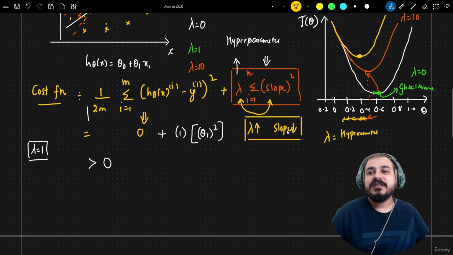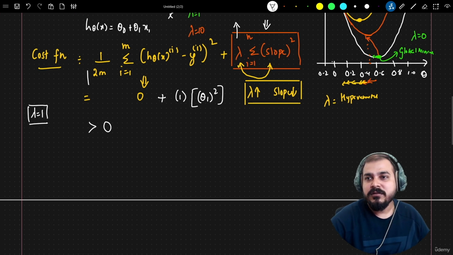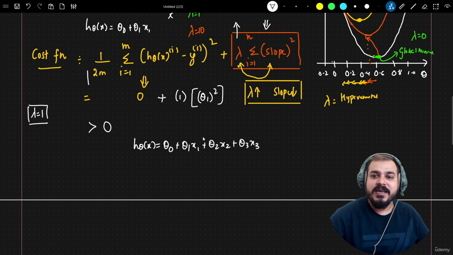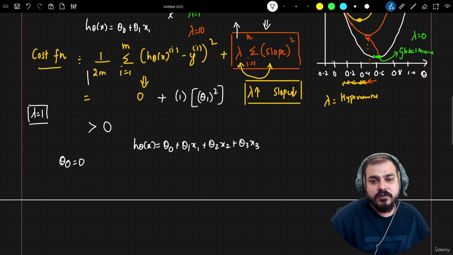But why are we trying to understand this particular relation? Let's say I have a multilinear regression, which is like this: theta 0 plus theta 1 x1 plus theta 2 x2 plus theta 3 x3. Let's say I have 3 coefficients and 3 independent features, and let's consider that theta 0 is equal to 0.